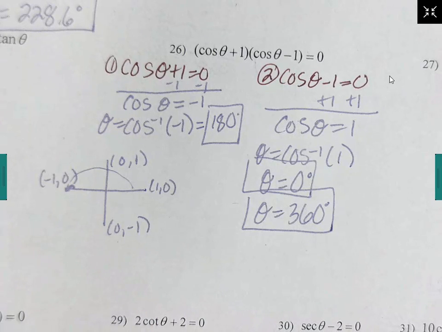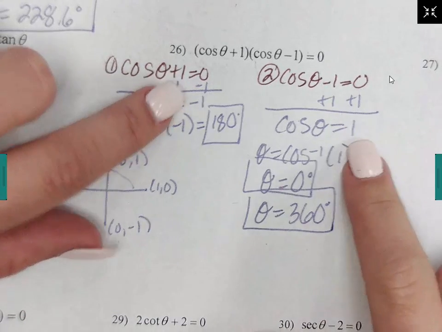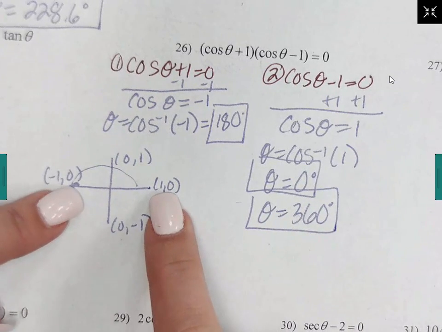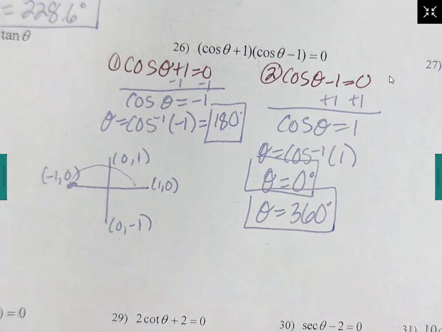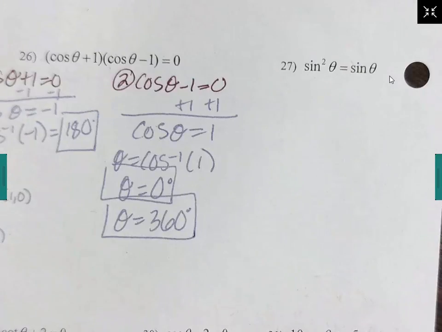Up top, the cosine is 0. We're talking about cosine, the first one. So we want cosine to be negative 1 and 1, and that only happens here and here. Do you see now? Okay. Questions? All right, let's look at number 27.